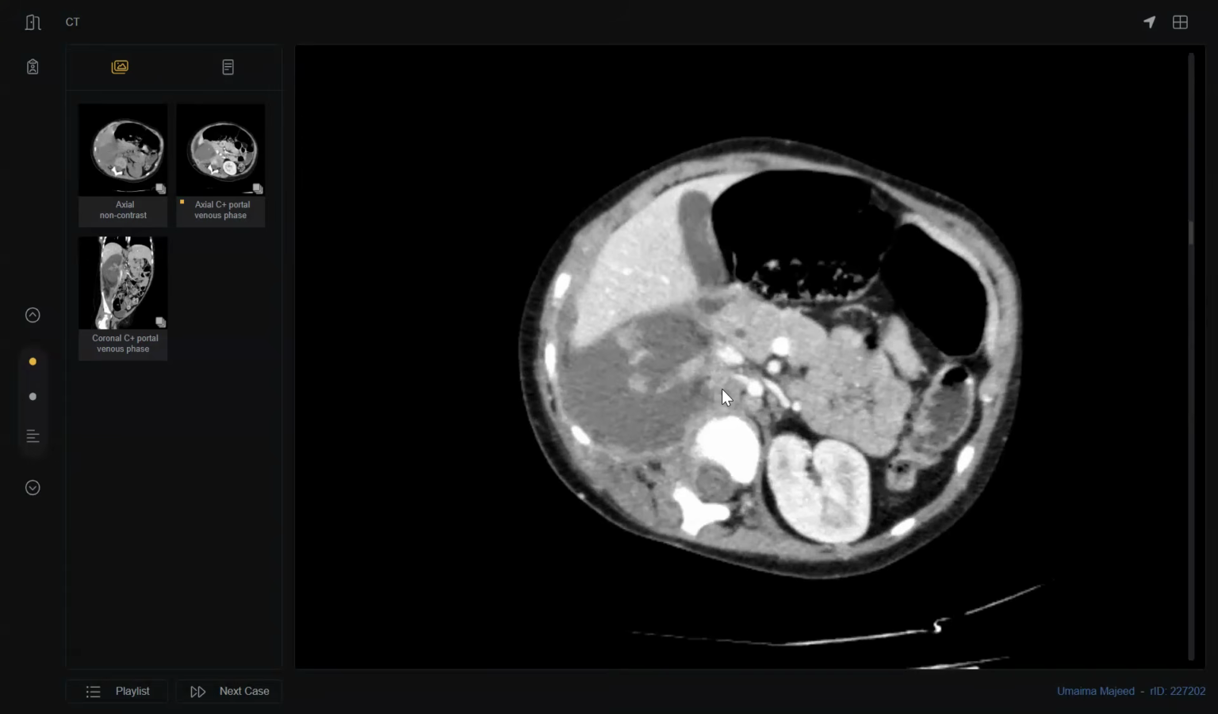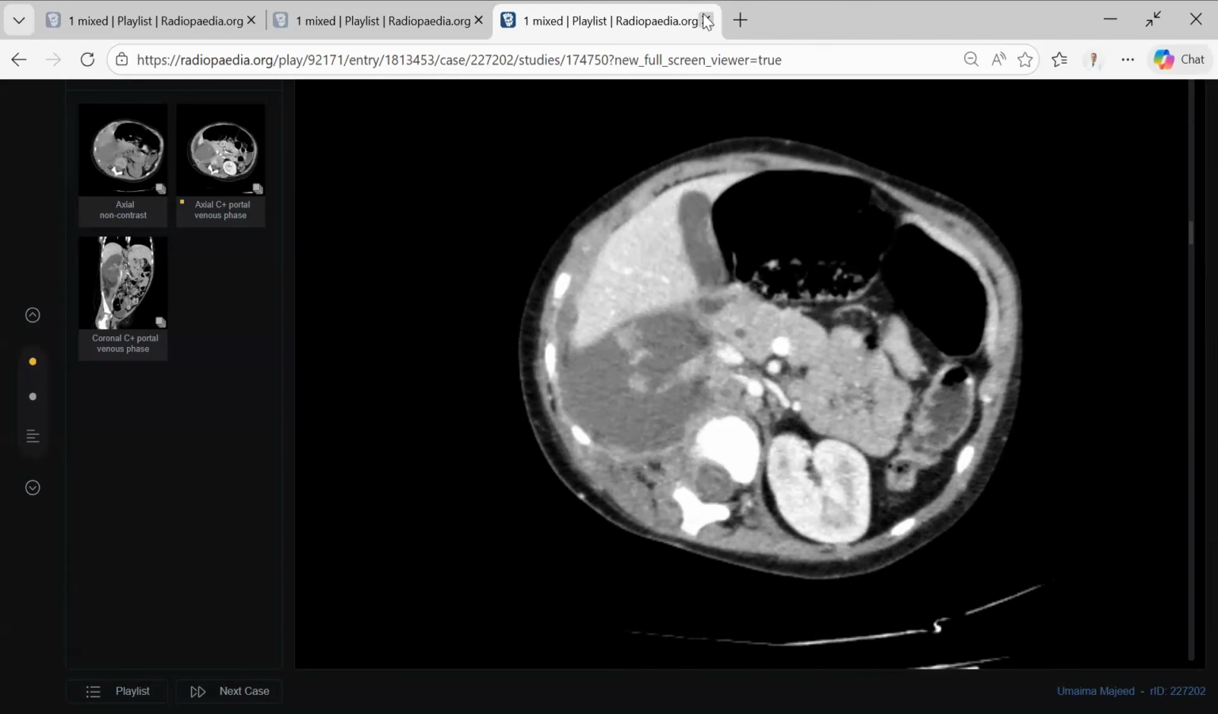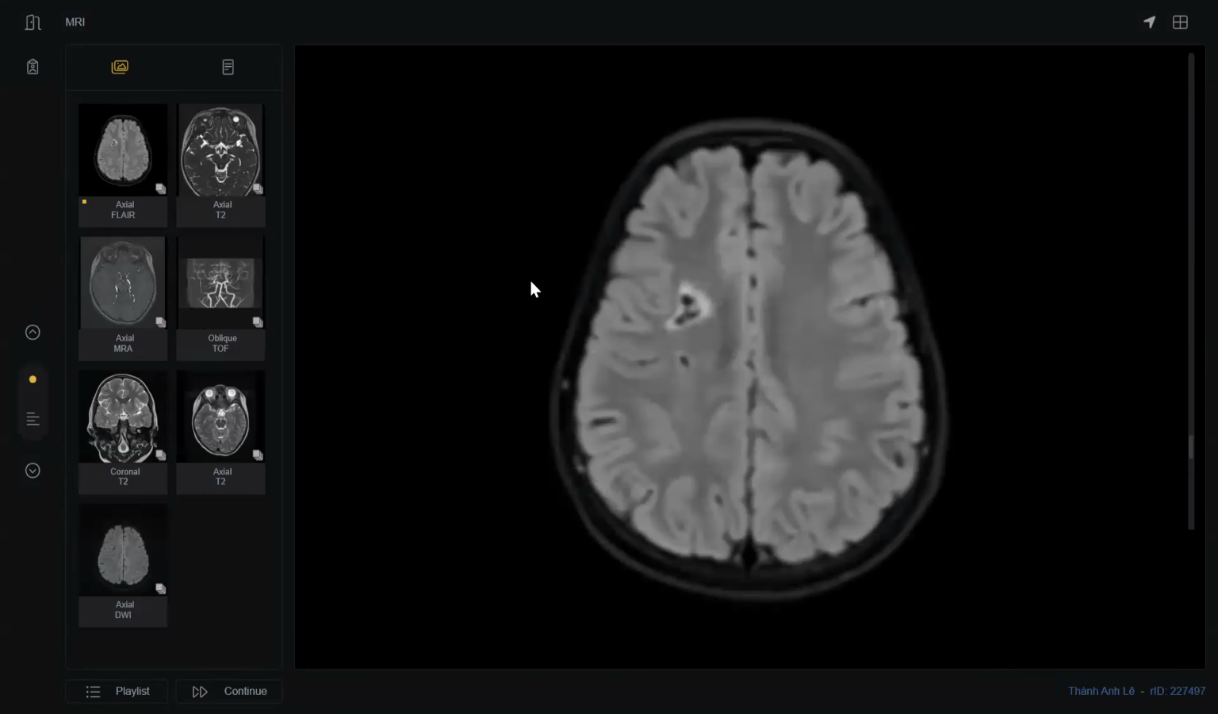Most of the renal artery is not visualized. So this is arterial ischemia. Thank you so much. Last case. Last candidate.